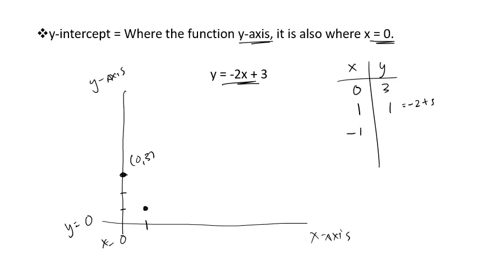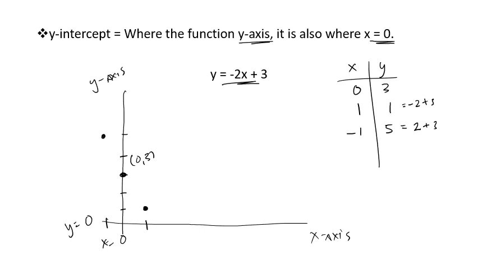And then we'll throw in a negative 1 just for good measure. So negative 2 times negative 1 is a positive 2. Negative times a negative makes a positive. That's a positive 2 plus the 3, and that makes a 5. So this is a 5.